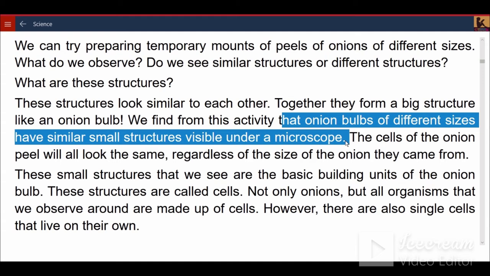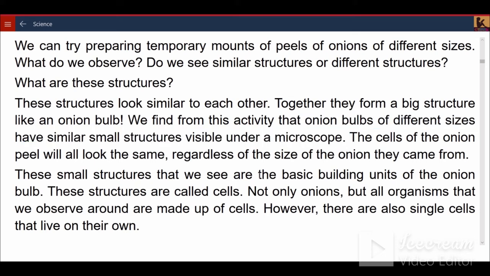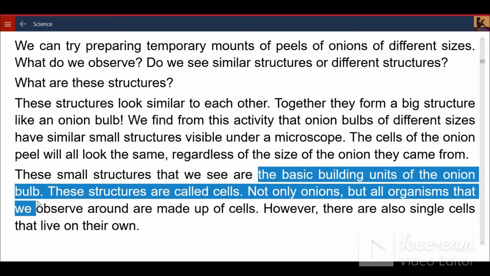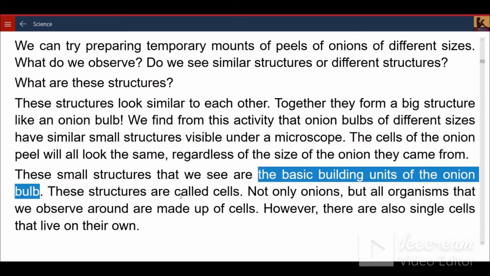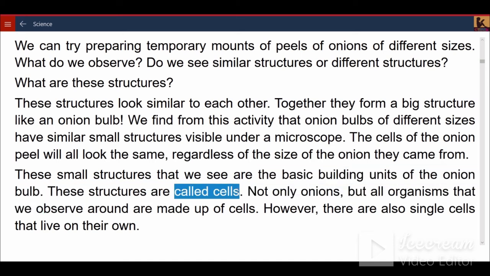Whether you take a big onion or a small onion, whatever may be the shape of the onion, the similar structure is visible. The cells of the onion peel will all look the same regardless of the size of the onion they came from. These are the basic building units of the onion bulb, which we call cells.